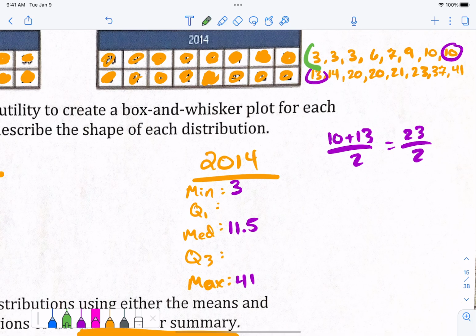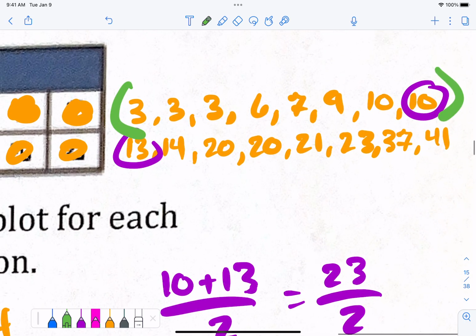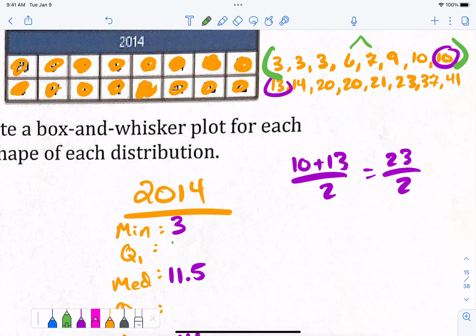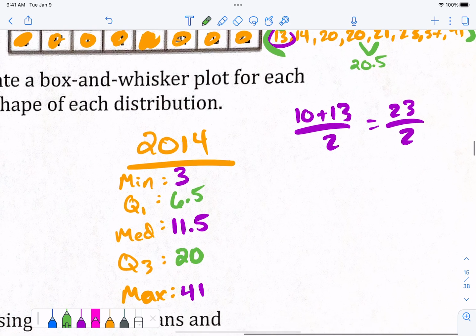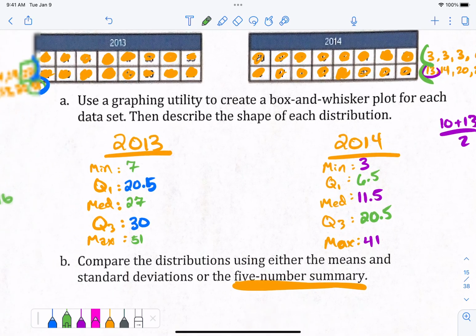Now I take the first half of my data, and those 8 numbers is 6 and 7, right in between 6 and 7. So Q1 is 6.5, okay? In the last 8 numbers, my middle is 20.5. Okay, this is interesting for me to note. Check this out. 20.5 is my Q3 versus 24.5 was my Q1 for the other one. This is going to get interesting.